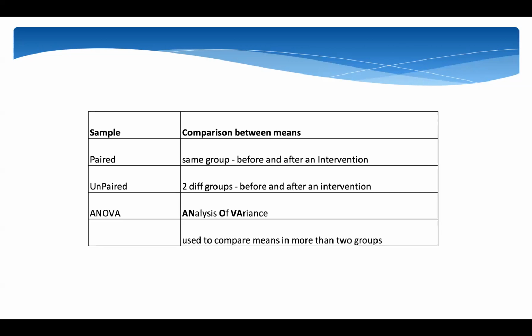And then of course Anova, which is nothing but comparison between data across multiple groups. So one group with before and after data is paired. Two different groups with two different before and after sets would be unpaired, and multiple groups with comparison between all the data is called Anova. Okay, let's go to the next one.